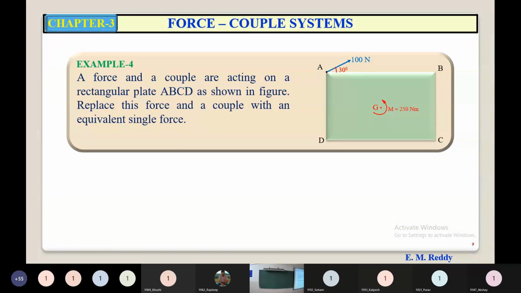Figure. Replace this force and a couple with an equivalent single force. Means you have to find out the resultant of this force and couple.